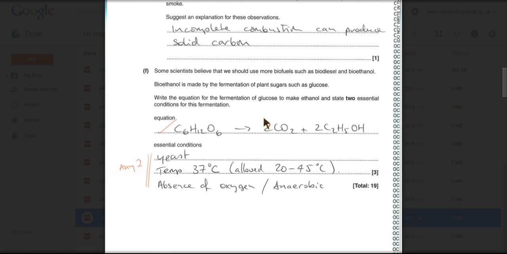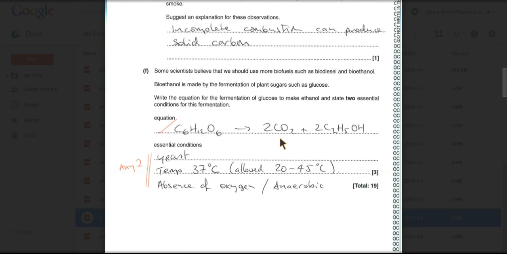Some scientists, a bit of green chemistry, I suppose, believe that we should use more biofuels such as biodiesel. Bioethanol is made from the fermentation of plant sugars such as glucose. Write the equation of fermentation. So this is just a recall question. C6H12O6 is the glucose. That'll make 2 carbon dioxides and 2 moles of ethanol.